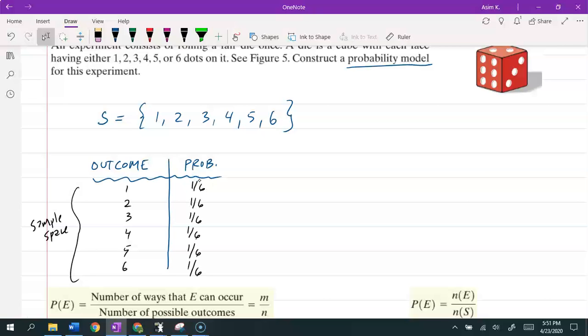And if you want to make sure that it's a valid probability model, add all of those probabilities. Do you end up with a 1? Yes, you do. And is each one of those probabilities positive? Every single probability, is it greater than or equal to 0? Yes, it is. So you made a valid probability model. So this is called the probability model. That's what a probability model looks like, okay?